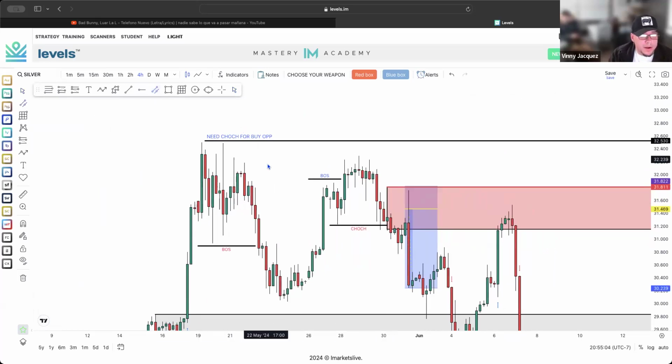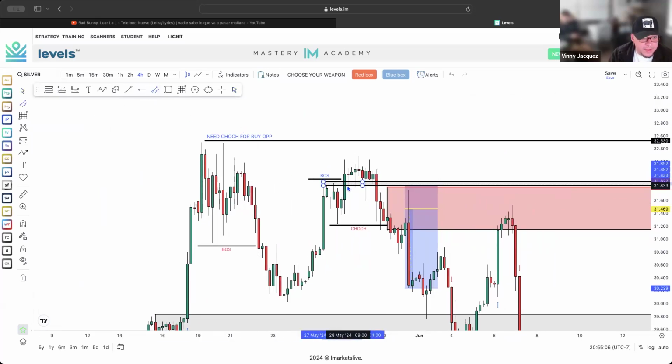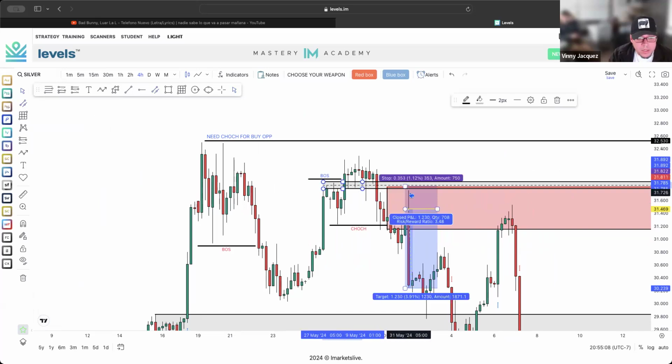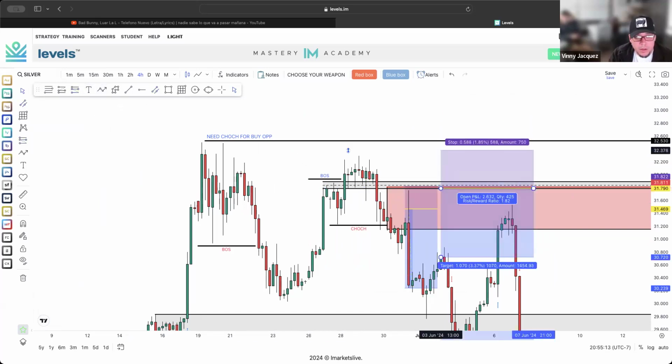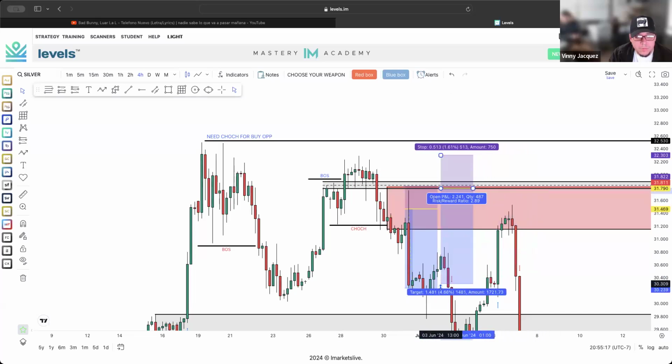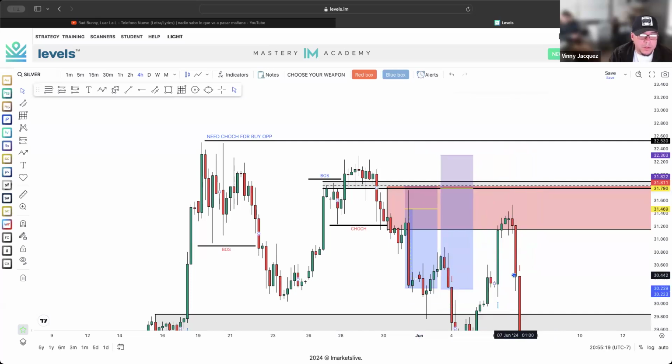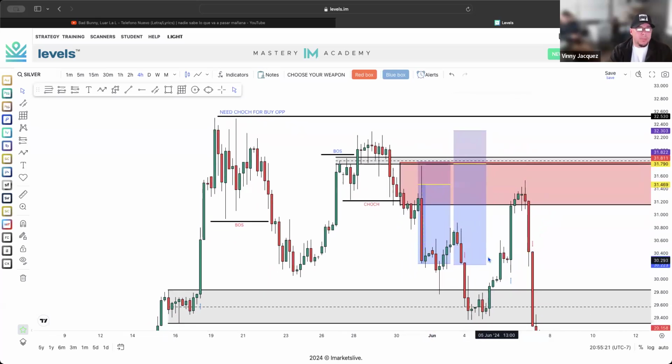So this is how we could have got in on this sell right here. This sell gave me way more confirmation. So if that would have hit my stop loss, I would have been put into my next trade right away with my stop loss up here. 1 to 3, right?